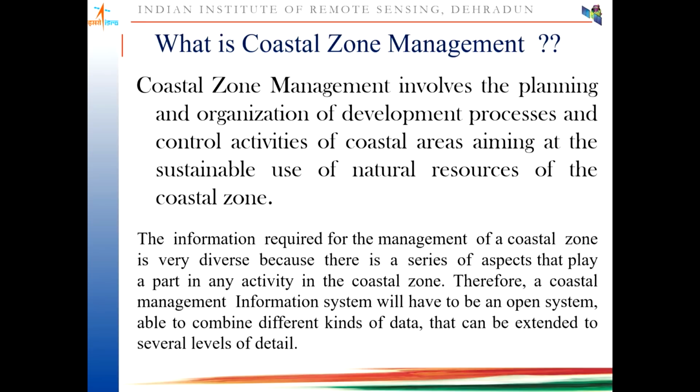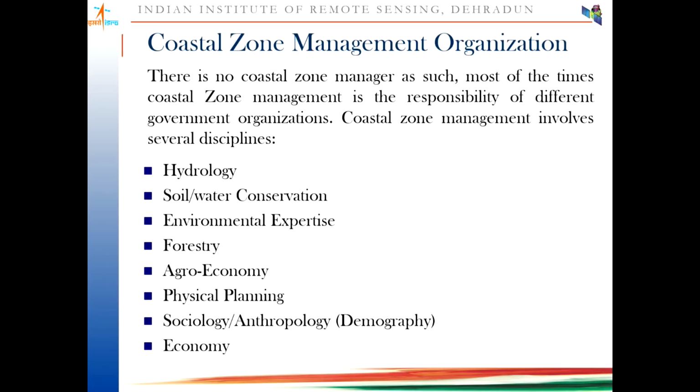And basically, for coastal zone management, we need a lot of information, because we have seen that lot of disciplines are involved in the coastal zone, and a lot of data is supposed to come from the coastal zone. So the information required for the management of a coastal zone is very diverse, because there is a series of aspects that play a part in any activity of the coastal zone. When we talk about the coastal zone management information system, like a coastal zone management database, if we want to create a database, it has to be an open system, able to combine different kinds of data that can be extended to several levels of detail.